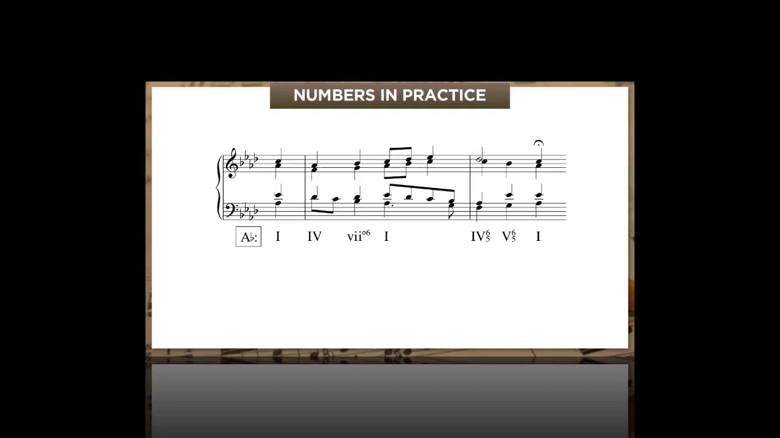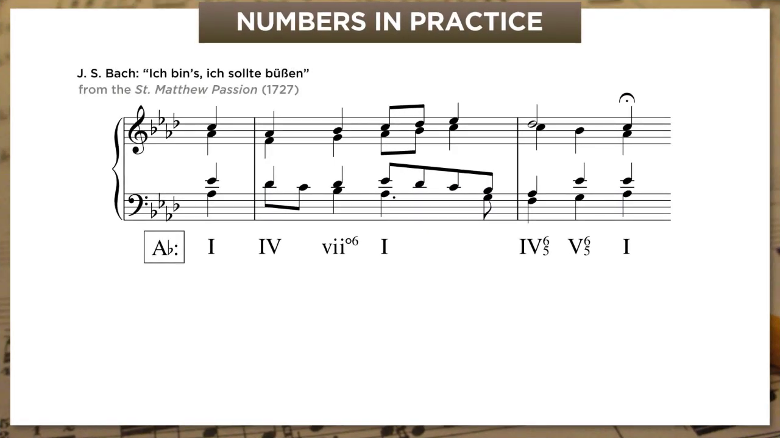Now, to look really carefully at all these relationships, we're going to start with a short choral phrase by Johann Sebastian Bach from his St. Matthew Passion, written in 1727. And the text, Ich bin's, ich sollte büßen, means, it is I who should atone or suffer. And here's how it sounds.